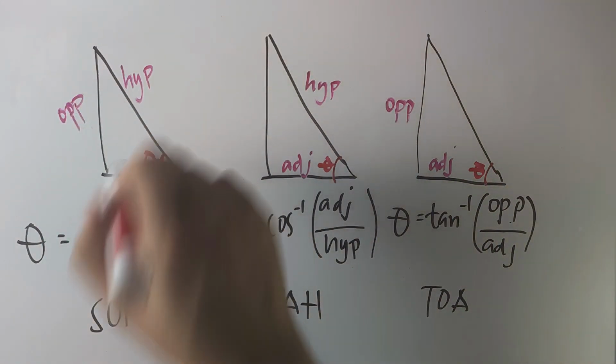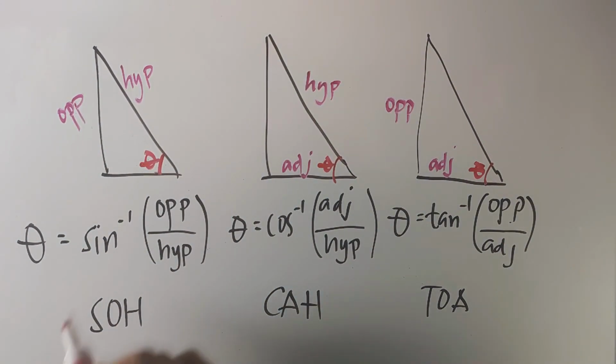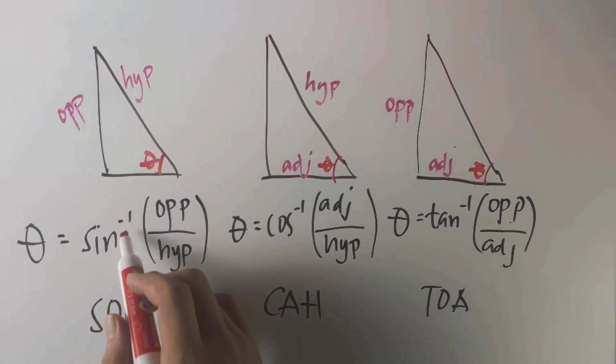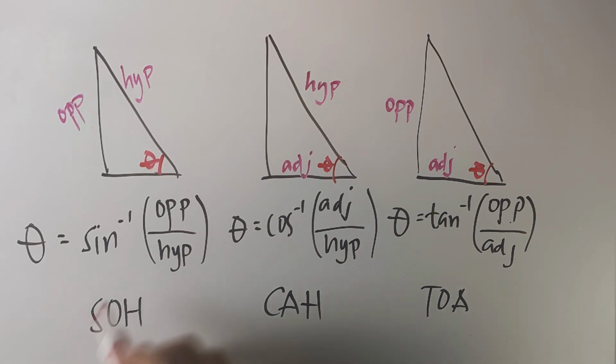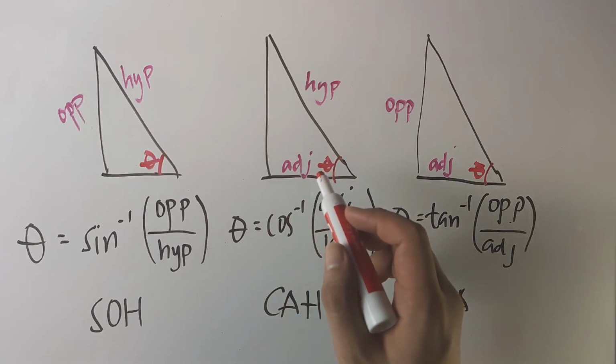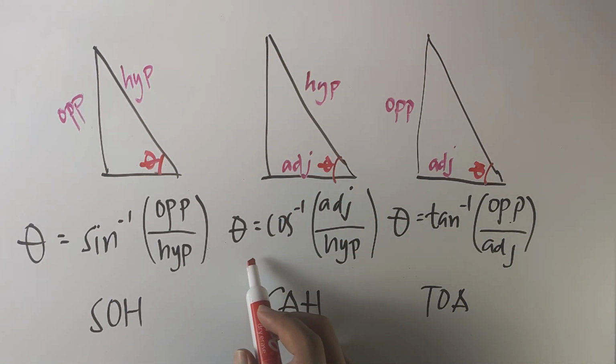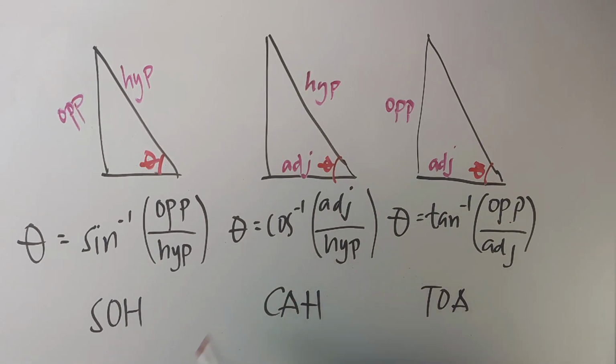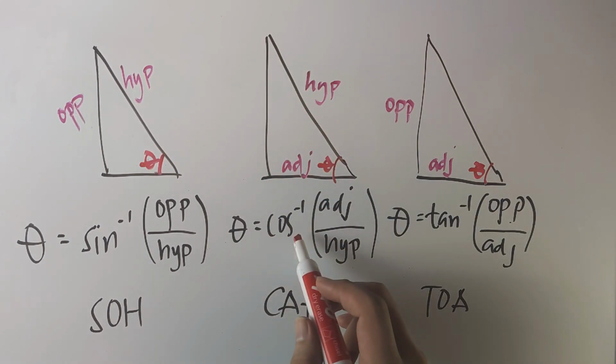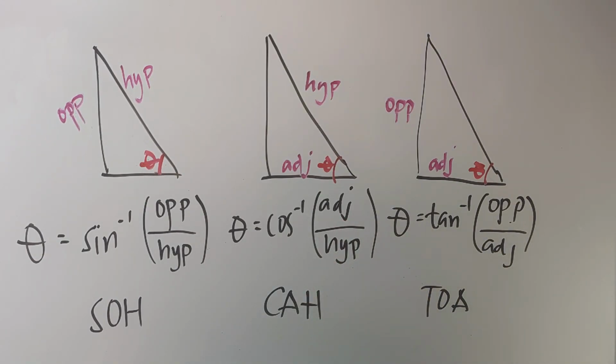Okay? So for this first scenario, what we use is the sine function. To determine the angle when these are the given would be sine inverse, so sine raised to -1 multiplied by opposite over hypotenuse. Next would be the cosine function. To determine the angle when you are given one adjacent side and one hypotenuse side would be cosine inverse multiplied by adjacent over hypotenuse.